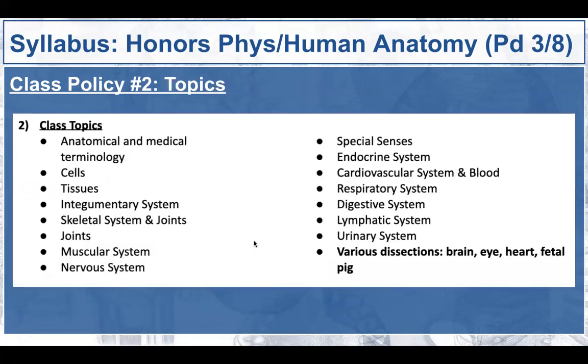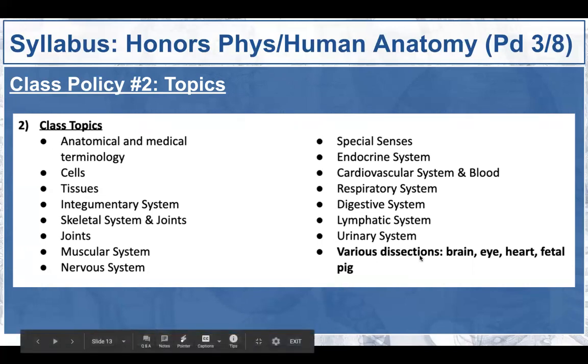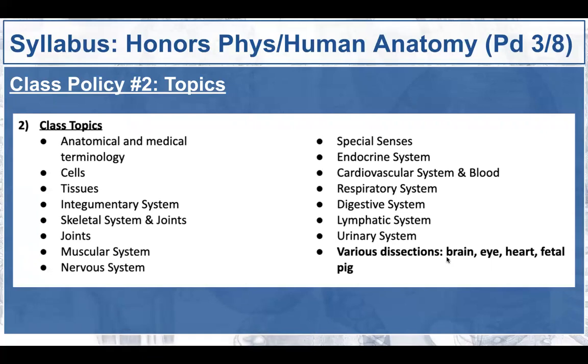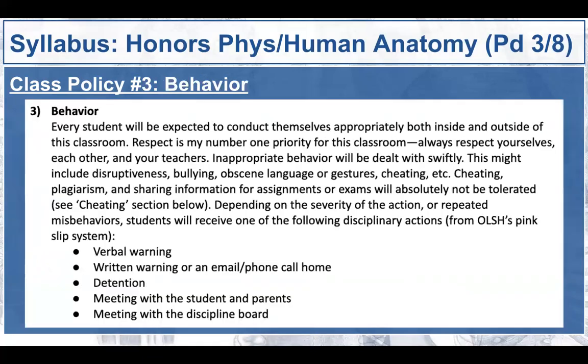These are the topics that we're going to be going through this year. So we're going to start with biology and chemistry background, get into the anatomical and medical terminology, and then move to tissues and then each individual system. And remember, we're going to be doing dissections. So I'm saying it now. I don't want it to be a surprise whenever we get there.